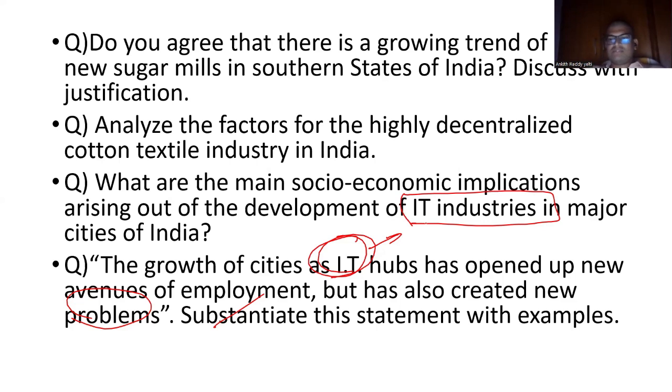Okay. Now, these IT hubs are concentrated in urban areas. So this will lead to rapid urbanization, and once again we will have problems of water resources, land scarcity, connectivity issues, and all sorts of urbanization problems.